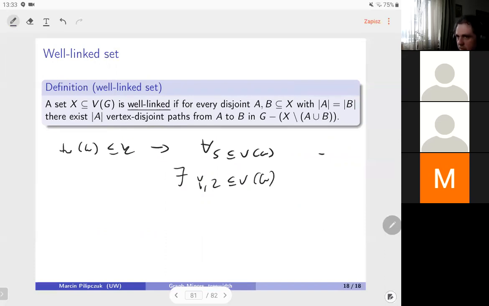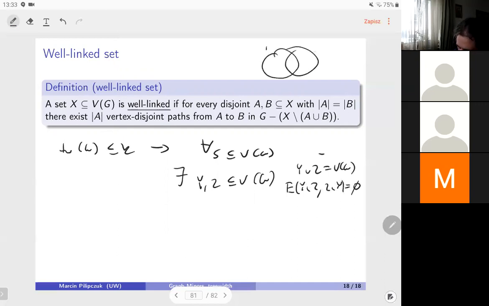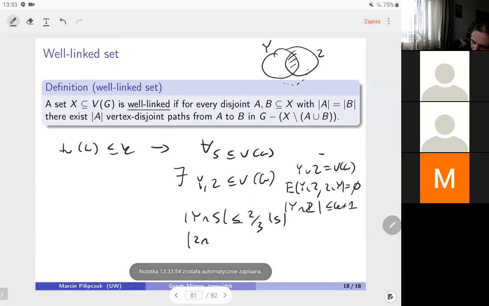They were the size of the separation, so together they formed the entire graph, and there was no edge between Y minus Z and Z minus Y. So there was a decomposition of the graph like that, Y and Z, with no edge like that. The size of Y intersection S was at most 2/3 the size of S, and the size of Z intersection S was at most 2/3 the size of S.